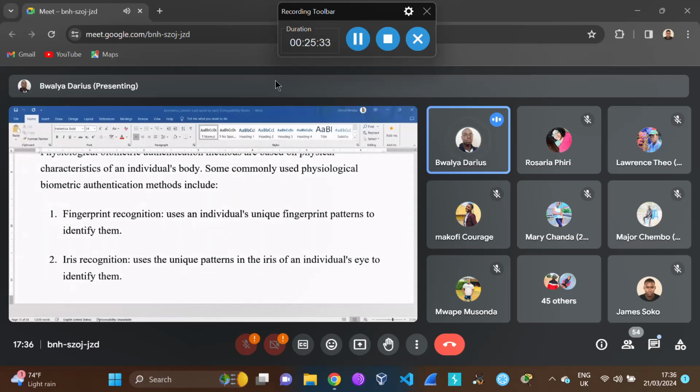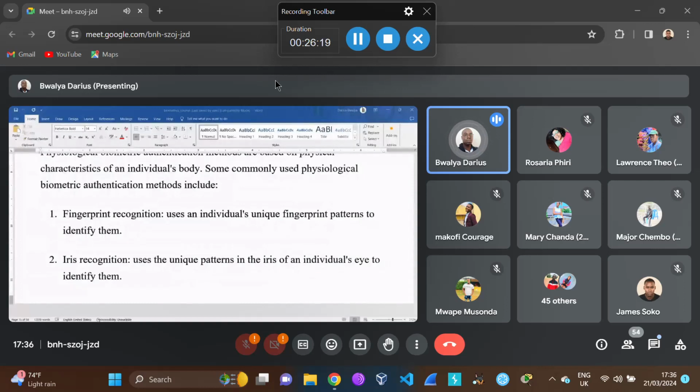That's true. So iris recognition that you can see there, that is a characteristic of an individual's body. So fingerprint recognition, first of all, uses an individual's unique fingerprint patterns to identify them. So even when you are enrolling, you have seen, when you tap there, it captures some of those contours of the fingerprint, captures a bit, and then it asks you, okay, again. So it captures further until it captures the entire fingerprint. So that pattern, it is said to be unique.